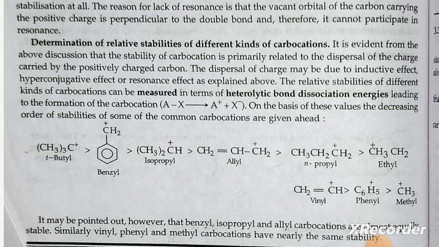Tertiary butyl greater than benzyl, greater than isopropyl, greater than allyl, greater than n-propyl, greater than ethyl, greater than vinyl, greater than phenyl, greater than methyl. It may be pointed out, however, that benzyl, isopropyl and allyl carbocation are almost equally stable. Similarly, vinyl, phenyl and methyl carbocation have nearly the same stability.